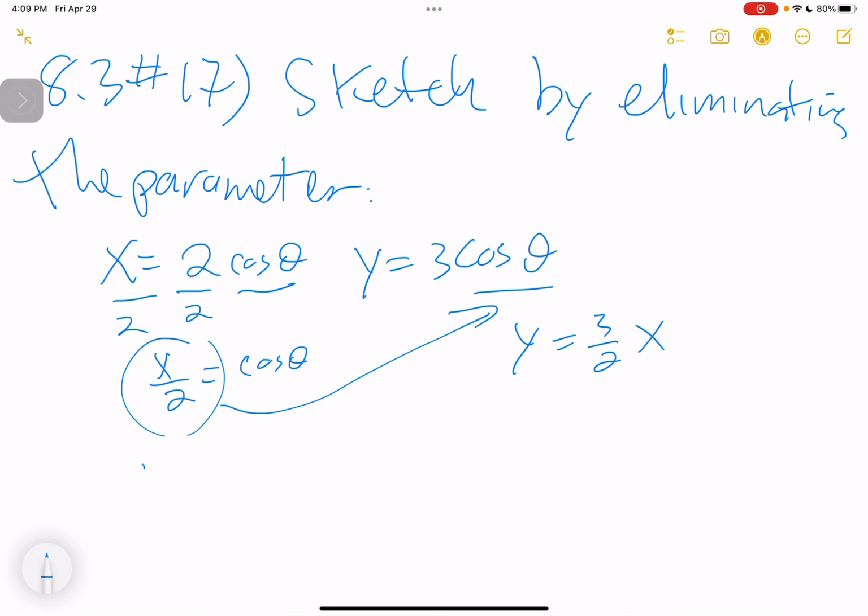Our original function had x equals 2 cosine theta, and so we have to think about what that would produce in terms of x. The biggest cosine theta is going to produce is a 1, and 2 times 1 is 2. And the smallest cosine theta is going to produce is a -1, and 2 times -1 is -2. So that's going to be our limitation there. And same thing for the y.